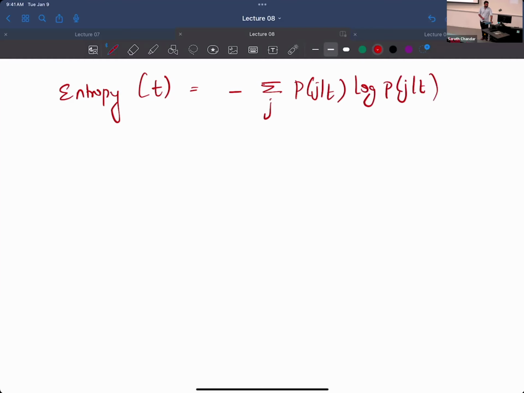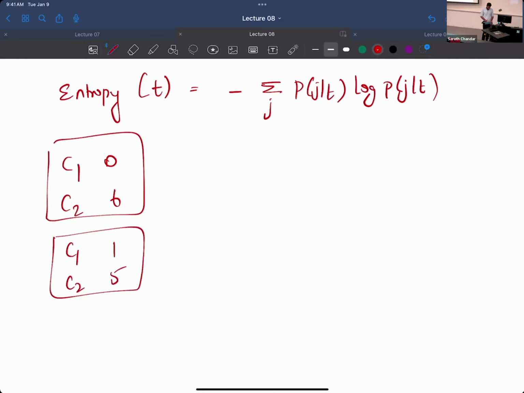Okay, so let's try to do this for some examples. We're going to do the same example, with C1 and C2 being 0 and 6, and C1 and C2 being 1 and 5. Let's also do this for C1 and C2 being 3 and 3. So what would be the entropy here? What would be the value of entropy here?